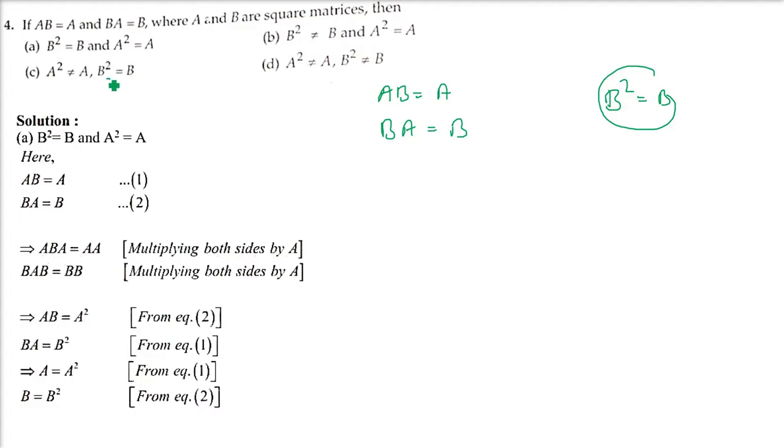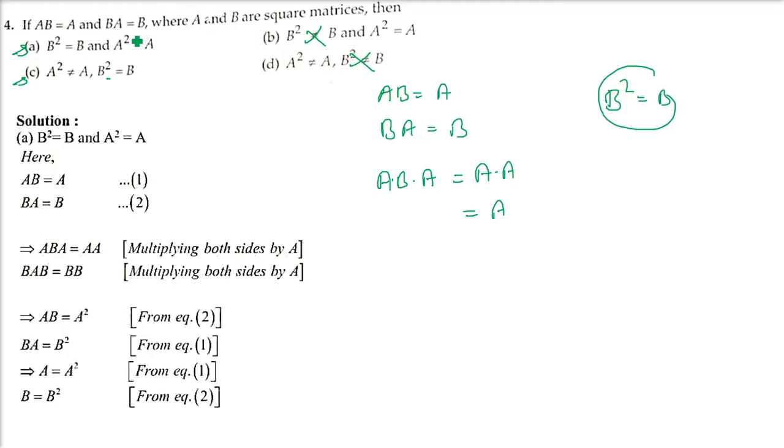That means A and C are the correct options. It can be only A and C. It cannot be B and D, because we have just seen in the previous question that B square is actually equal to B. These options are incorrect.